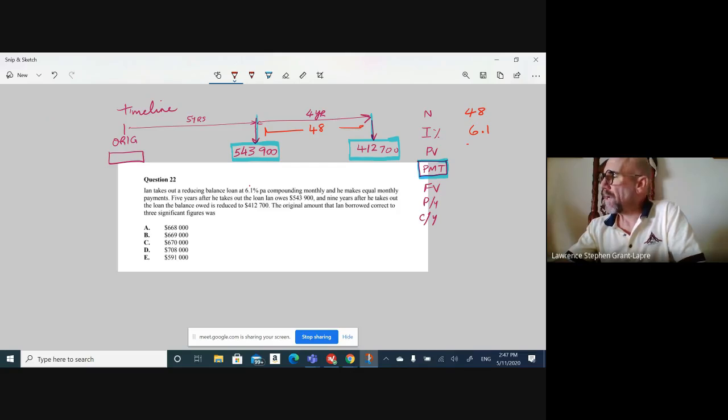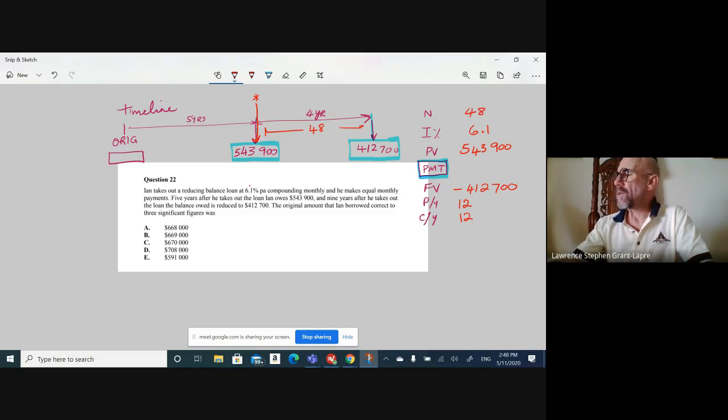The present value we're going to call $543,900. That's the value in 5 years' time, but we're going to base this from this point here, our pinnacle of time, as the present value. The future value: if we give the bank $412,700, then we would pay off the loan, along with any other payments we've made, if there were 12 payments per year and it's compounding monthly. So let's put that information in.